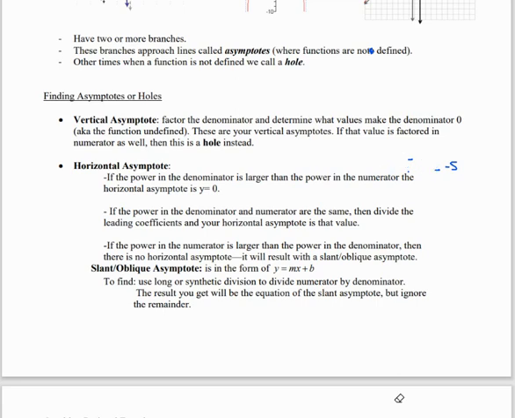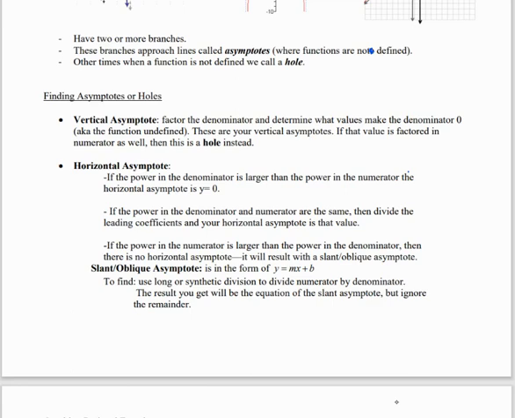Horizontal asymptotes: there are 3 rules, and we focus on the powers of the terms. If the power in the denominator is larger, then we will always have a horizontal asymptote on the x-axis, y equals 0. If the power in the denominator and numerator are the same, then we divide the leading coefficients of the numerator and denominator. Whatever value you get, that's where your horizontal asymptote is. So if we divide and we get 3, then my asymptote is at y equals 3.